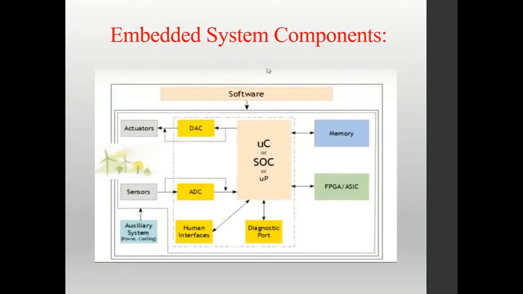The following slide shows the different components of an embedded system. It has a microcontroller or microprocessor, sensors and actuators for collecting the data, and a software program.